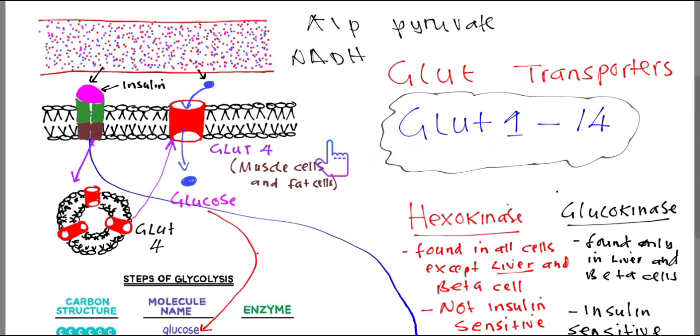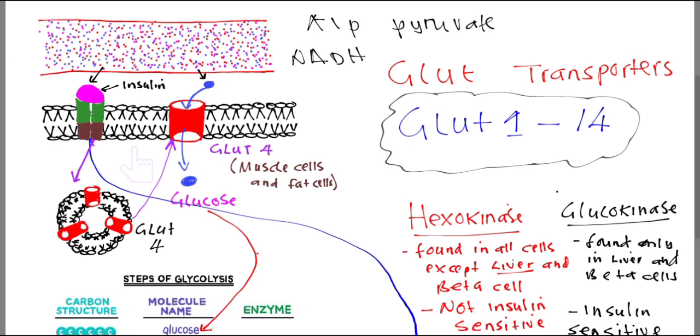So that should tell you that the rest of the GLUT transporters are already found in the cell membrane. They are embedded in the cell membrane, except the GLUT4 transporter, which is normally found in the cytoplasm or in the cytosol.